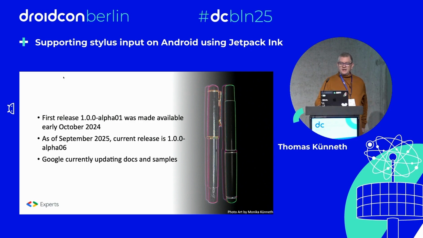As of September this year, we have a release of 1.0.0 Alpha 06. One important thing to keep in mind is that Google is currently updating the documentation and the samples. Why am I deliberately mentioning this? If you take a look at the official links, they don't fully cover the latest Alpha 06 release. I'm happy to say that my sample app does. So if you really want to know what you can do with Alpha 06, please take a look at the sample code. And I heard from a Googler that they are currently updating their documentation, so they should follow very soon on this.